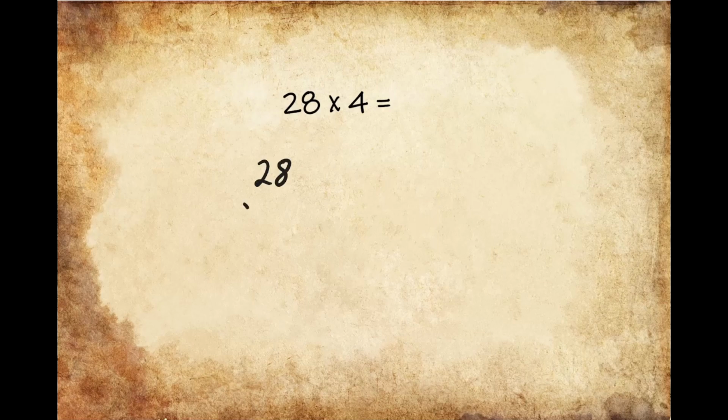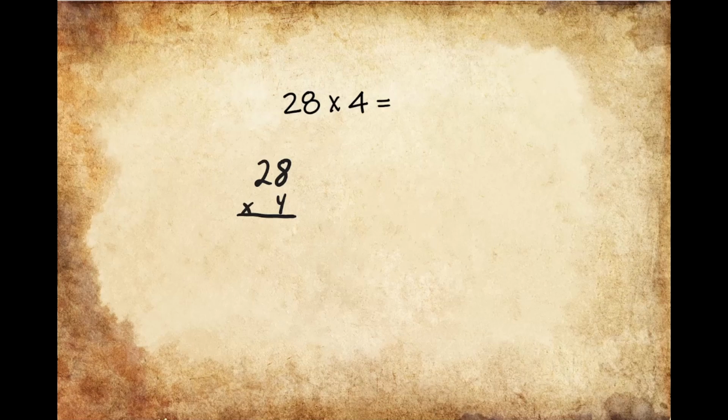So 28 times 4. And when we're rewriting an equation like this, the key is to make sure that our place values are aligning properly here. I know that my 4 is in the ones place, so I need to make sure when I'm rewriting this equation that the 4 aligns underneath the 8 in the ones place in 28. Because if the 4 were to align underneath the 2 here, that would represent 40 as opposed to 4.